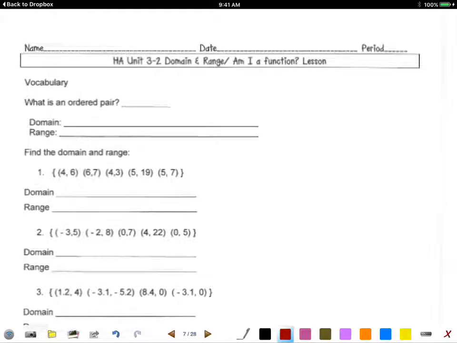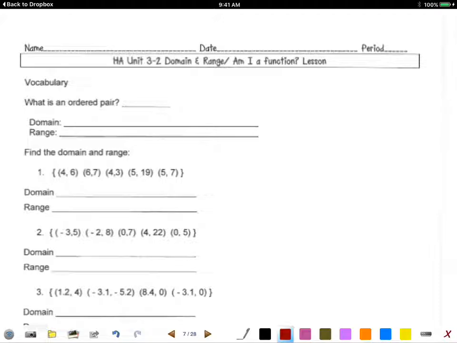All right, so today's lesson is on domain and range and deciding if a data set, a set of ordered pairs, a graph, a table is called a function. So domain and range might be new to you. You may have heard the word range when you're talking about mean, median, mode, and range. It's kind of a similar concept, but we've got domain and range, and they stand for something.